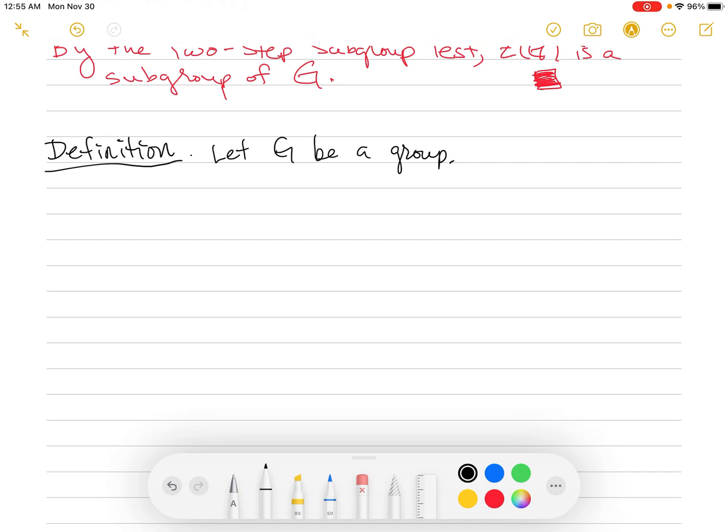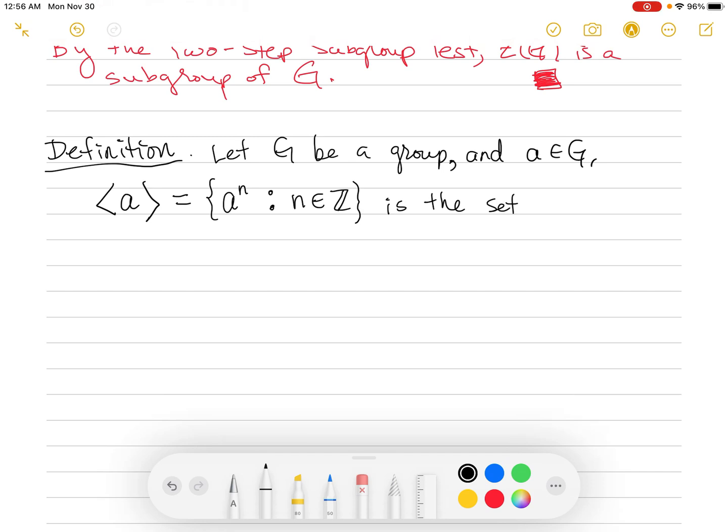Now let's say you have a group G. Let G be a group. And let's say you take a particular element A of G, and I put these angular brackets around A. This is defined to be the set of all A to the n powers, such that n is an integer. So it could be a positive integer, it could be a negative integer, it could be 0, not necessarily positive. So this is the set of elements generated by A. That's the way we define it.